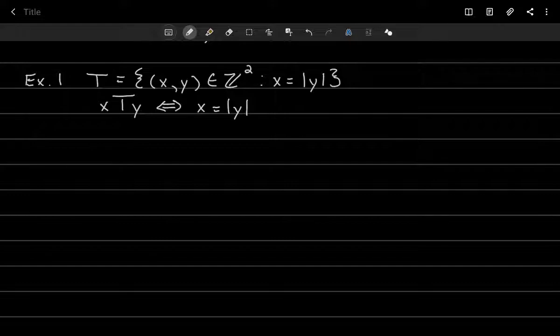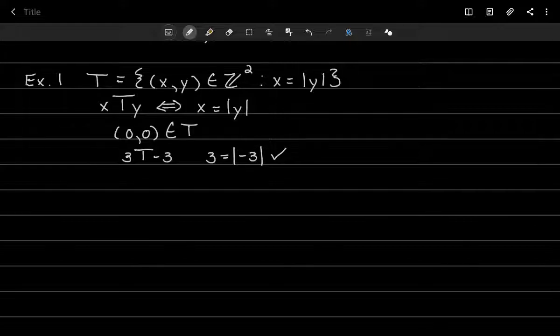So, a couple sample things that would be in this. We could say, what? (0, 0). 0 is related to 0, right? Because 0 equals the absolute value of 0. 3 is going to be related to -3, okay? Because 3 equals the absolute value of -3. So that's how our relation is working. It's saying two things are related if they fit that equation.